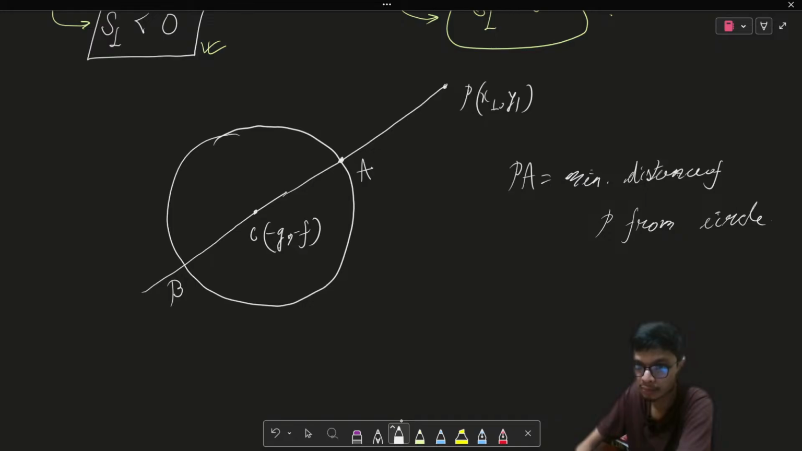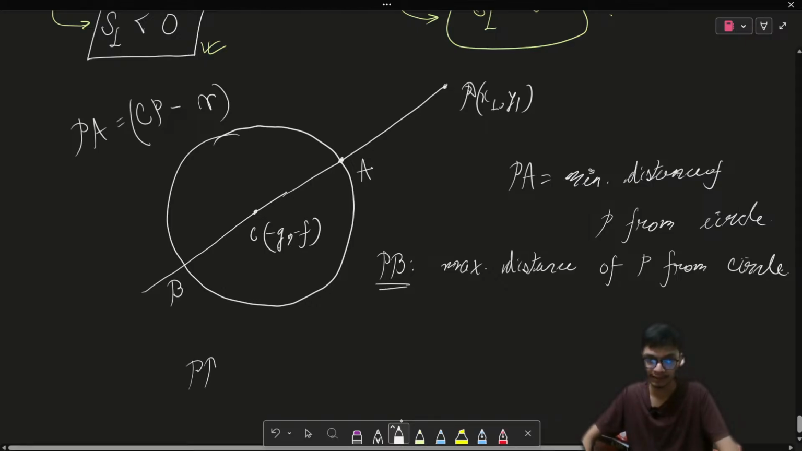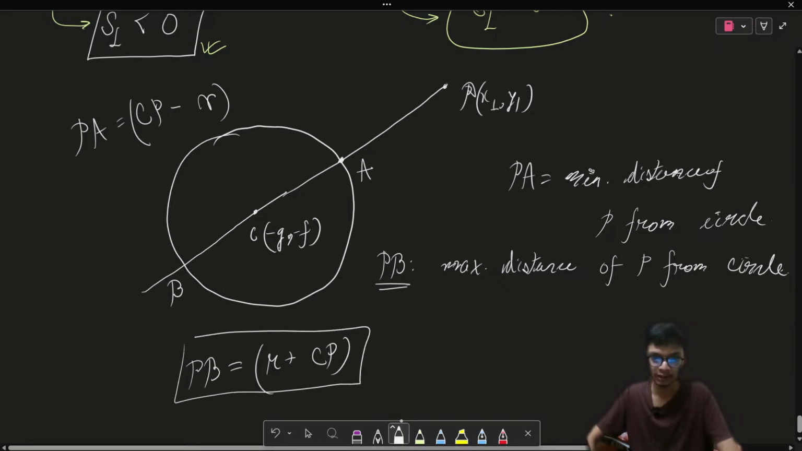The minimum distance of the point P from the circle is given by PA, and PB will give me the maximum distance of P from the circle. So the minimum and the maximum distance will always occur along the common normal. Now, how am I going to find this distance? It is very simple. In order to find PA, we find CP, because this is easy, minus the radius. Similarly, the maximum distance PB is basically radius plus CP. So this is how we can easily find the maximum and the minimum distance of a point from a circle.